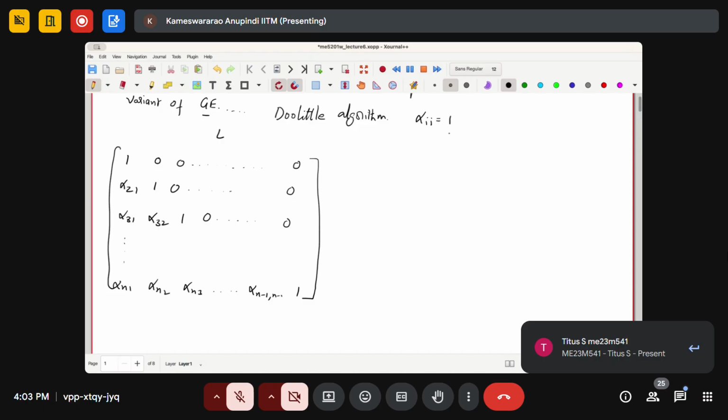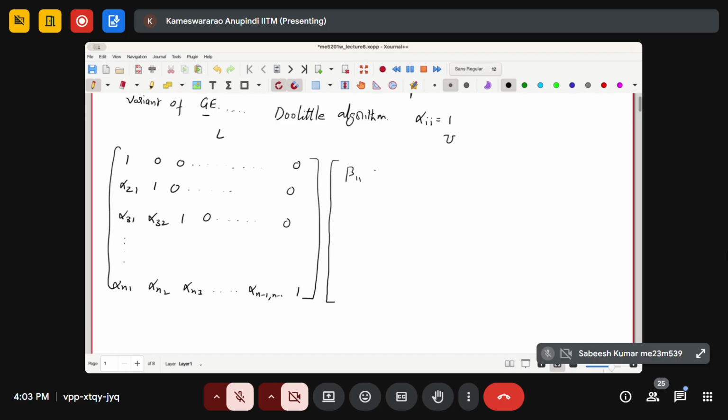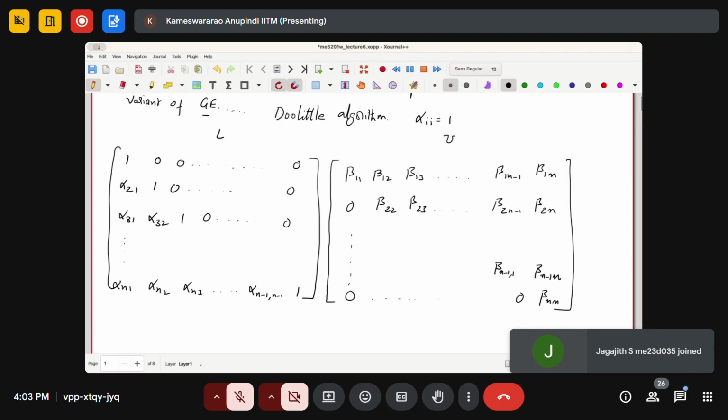And then the upper triangular matrix is going to look like this: we have beta 1 1, beta 1 2, beta 1 3, and so on, beta 1 n minus 1, beta 1 n, right? Then we have 0, beta 2 2, beta 2 3, all the way to beta 2 n minus 1, beta 2 n. And similarly, this whole lower triangle is going to be 0. And then finally, we'll have beta n minus 1, n, and the element before this is going to be beta n minus 1, n minus 1, right? That is how my L and U matrices are going to look.